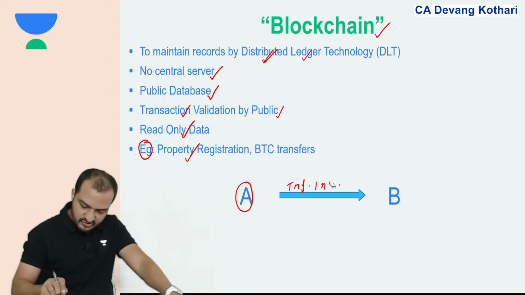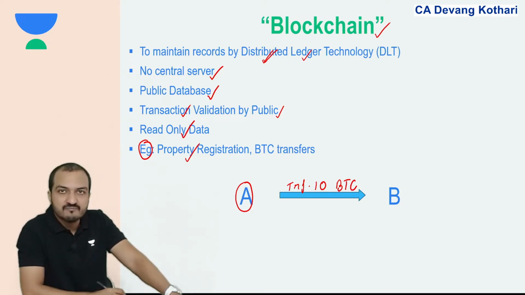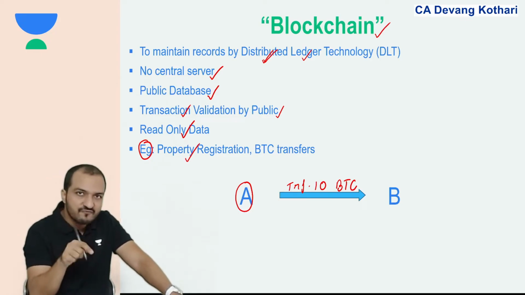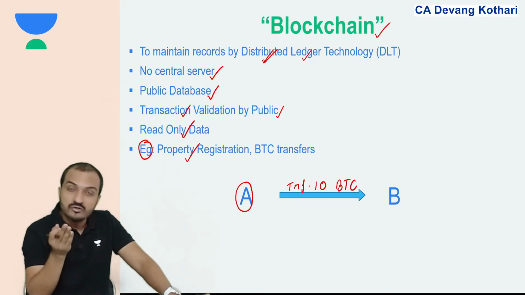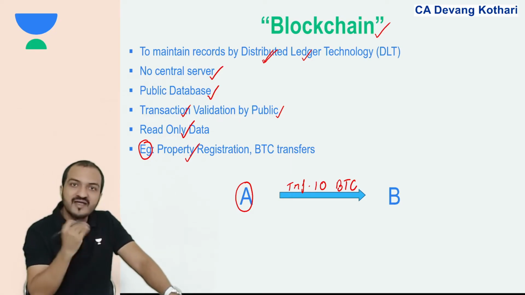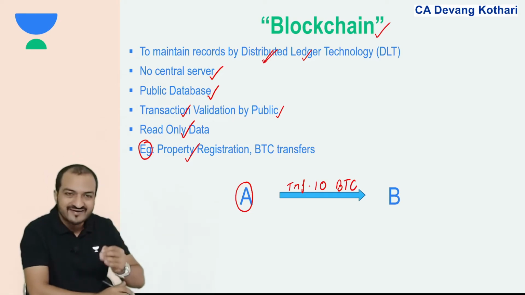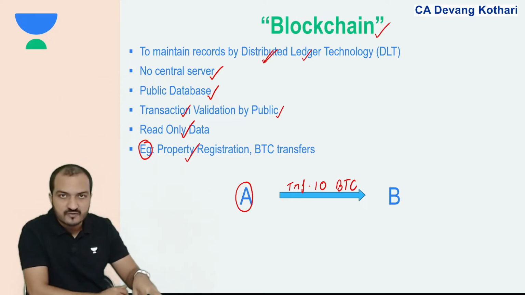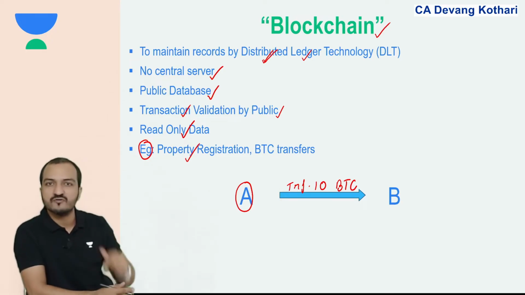Let's say A is transferring 10 Bitcoins to B. If A transfers 10 Bitcoins to Mr. B, then the public will first verify whether A was holding 10 Bitcoins or not. In fact, they will also verify from whom A obtained these 10 Bitcoins. They have to validate not just the ownership of Mr. A, they have to also validate the source where Mr. A got that Bitcoin from.